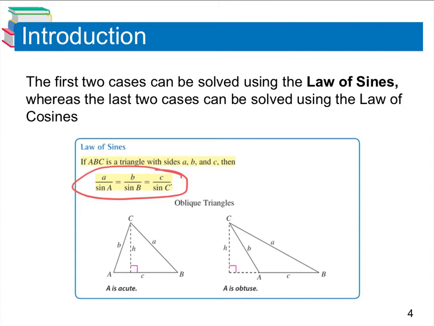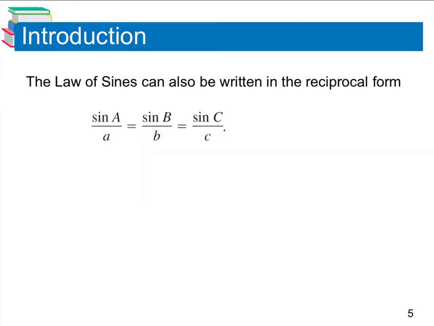Now, it doesn't matter if you have the side length or the sine on top or on the bottom. We could say sine of A over a is equal to sine of B over b. As long as you keep it consistent, it doesn't matter which one's on top and which one's on the bottom. I like to use the sine on top, but again, it doesn't matter. They're proportions, so as long as you keep it consistent, it's the same thing. So again, this says we can write it in reverse.